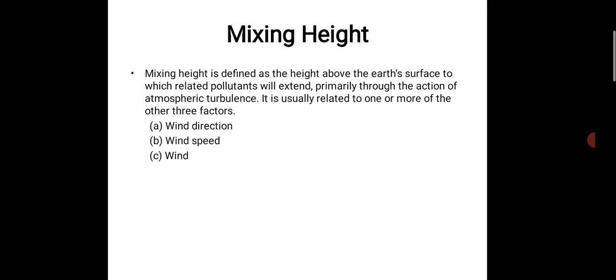Then, mixing height. Mixing height is defined as the height above the Earth's surface to which pollutants will extend primarily through the action of atmospheric turbulence. It is usually related to one or more of other three factors like wind direction, wind speed, and properties of wind, the wind particles.